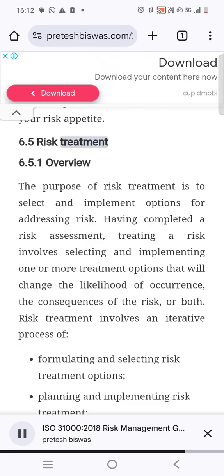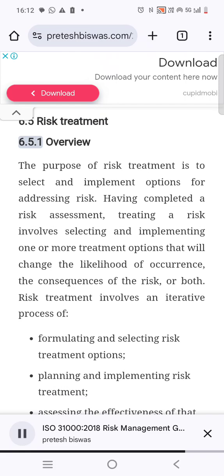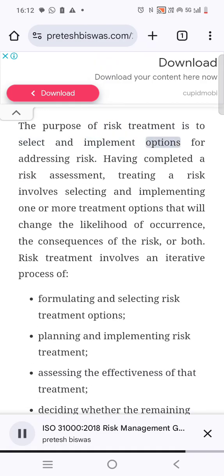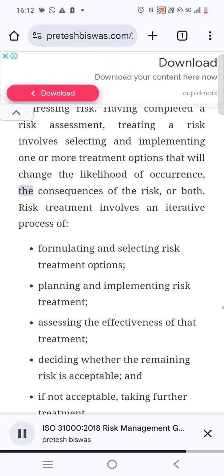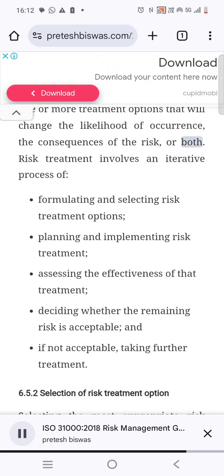6.5 Risk treatment. 6.5.1 Overview. The purpose of risk treatment is to select and implement options for addressing risk. Having completed a risk assessment, treating a risk involves selecting and implementing one or more treatment options that will change the likelihood of occurrence, the consequences of the risk, or both.